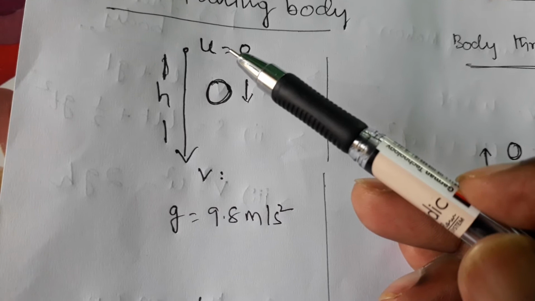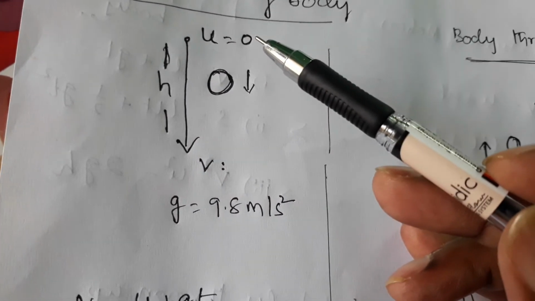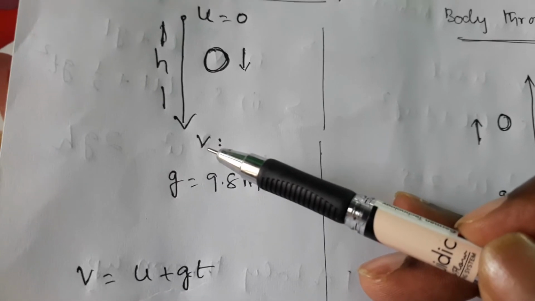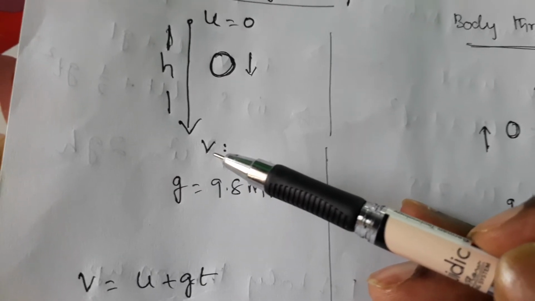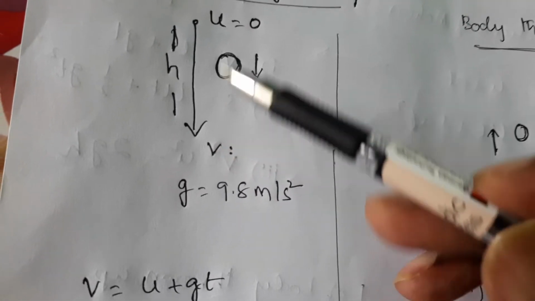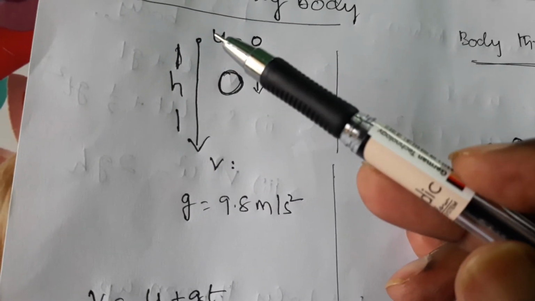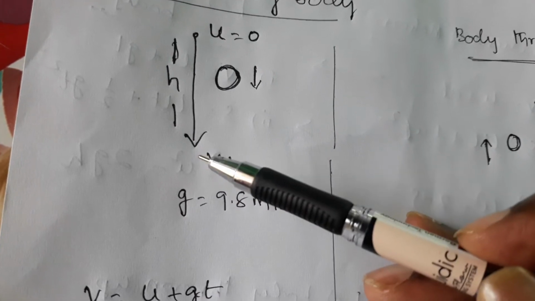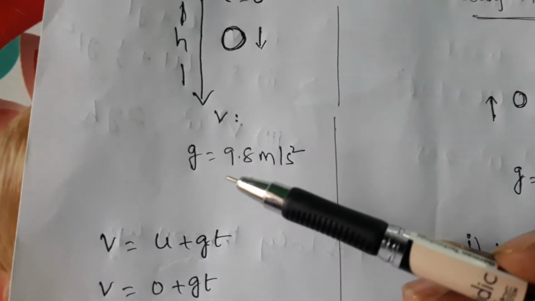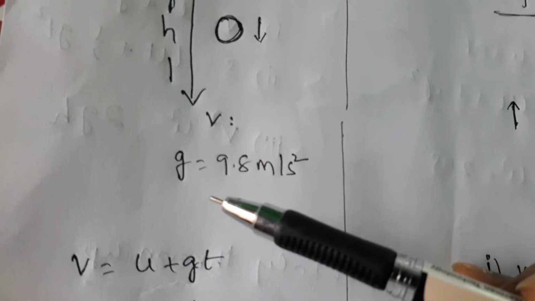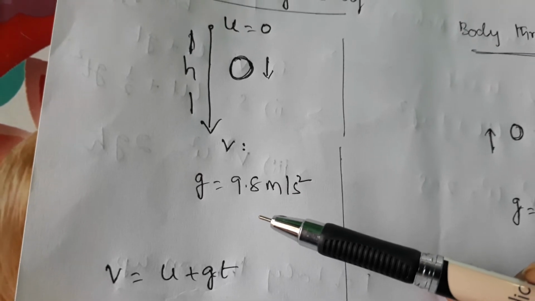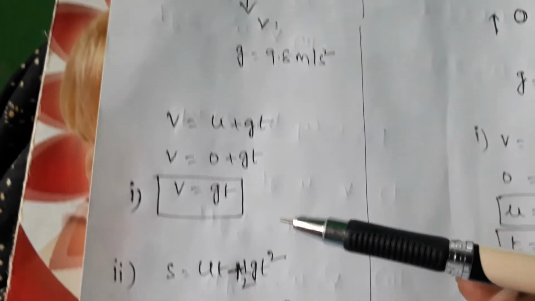Initial velocity is 0, beginning velocity is 0, and the body will fall down with some speed. Only it will fall down. So there will be a final velocity, and the distance travelled from height to the ground is height, that is h. And acceleration due to gravity, we already found, is 9.8 meter per second squared, approximately you can take as 10. So we can apply the first equation.